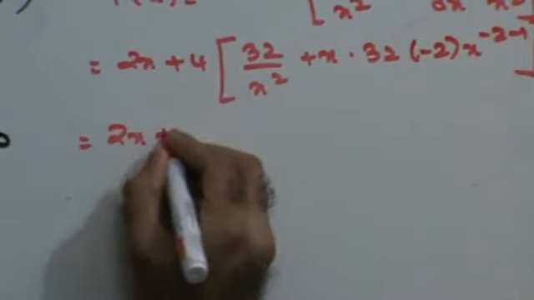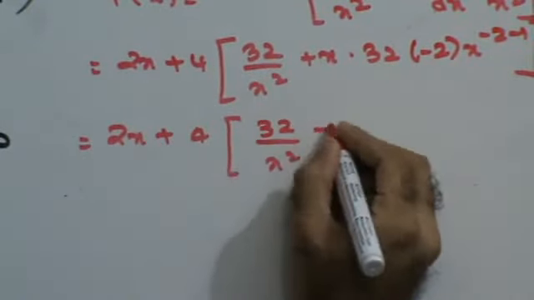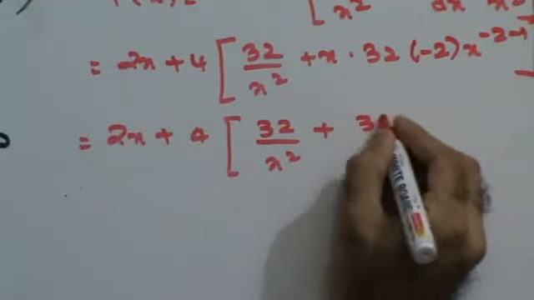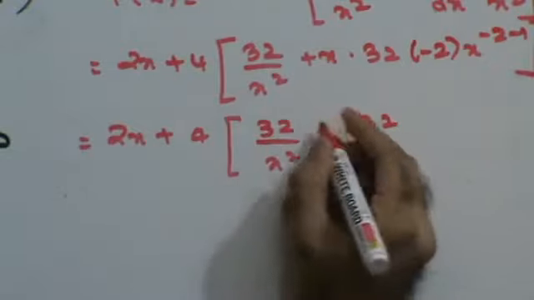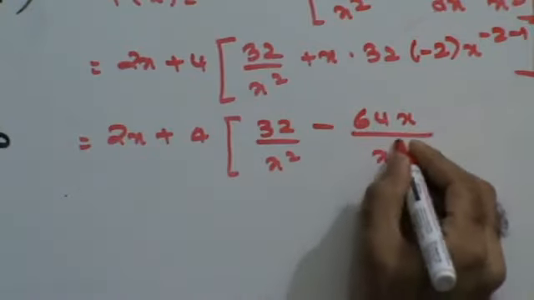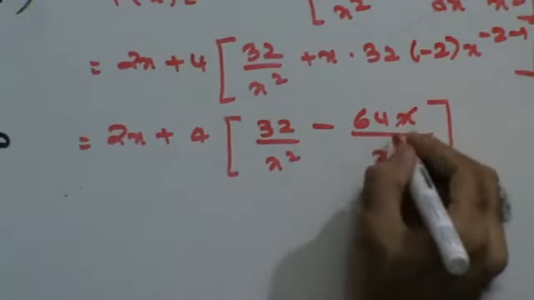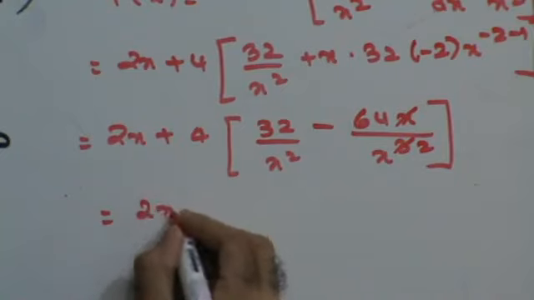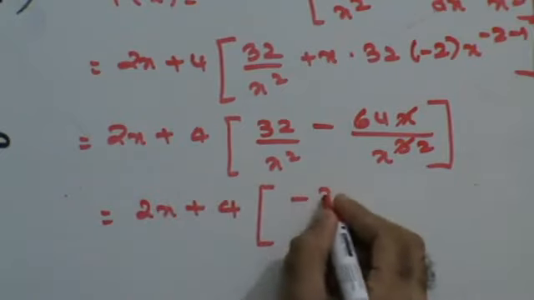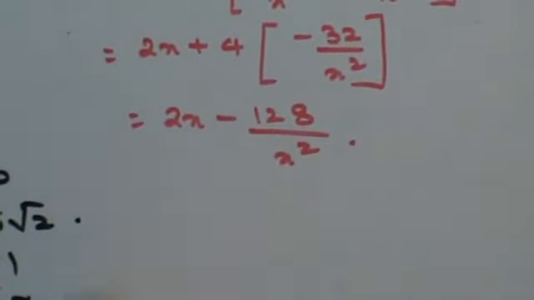So this is 2x plus 4 times 32 upon x square, plus 32 into minus 2, so that's minus 64 x upon x cube. Right? So in that case, x and x cube get cancelled. So you will get this as 2x plus 4 into minus 32 upon x square, which is 2x minus 128 upon x square. That is going to be my f bar of x, right?